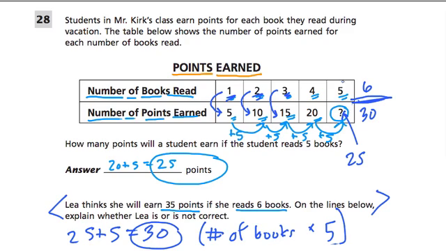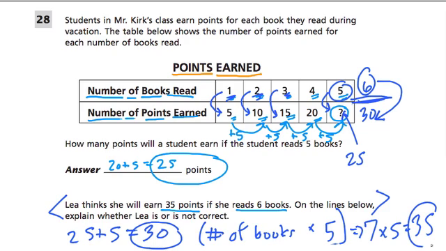So here, for 5 books, we could have just said 5 times 5 is 25. And for 6 books, we could say 6 times 5 is 30. So based on this pattern, you could say that it would be 7 times 5, or 35. That would be 35 points here if she read 7 books. Any of those things you say would definitely help your answer on a test like this.